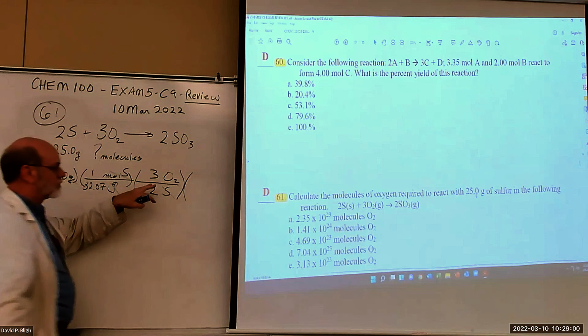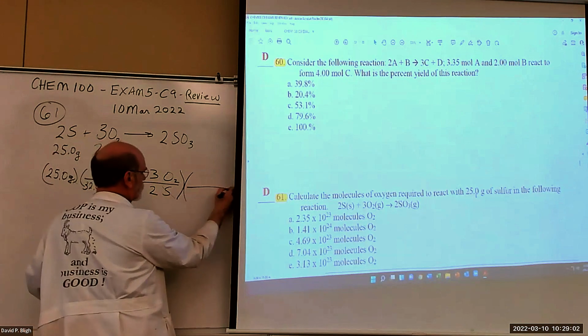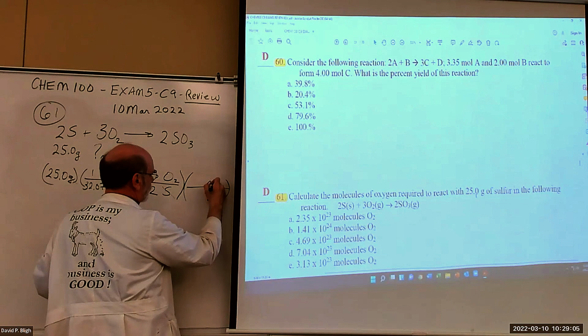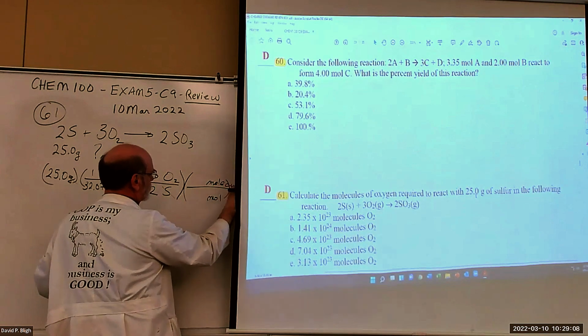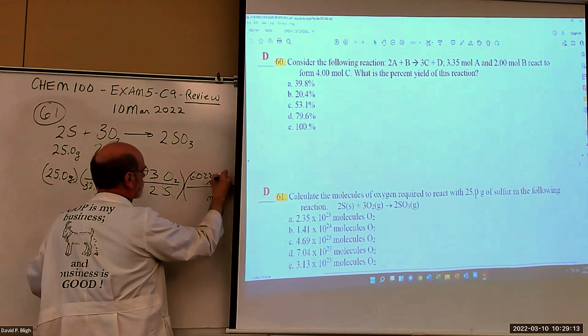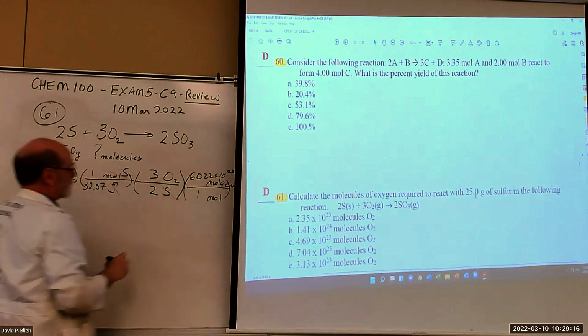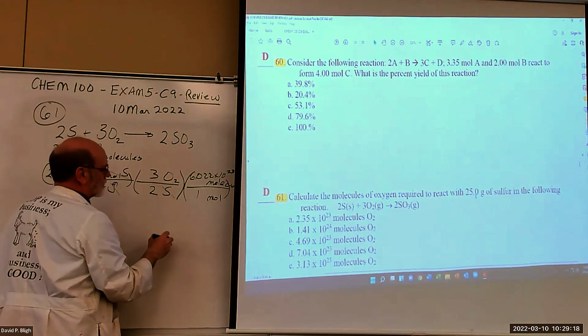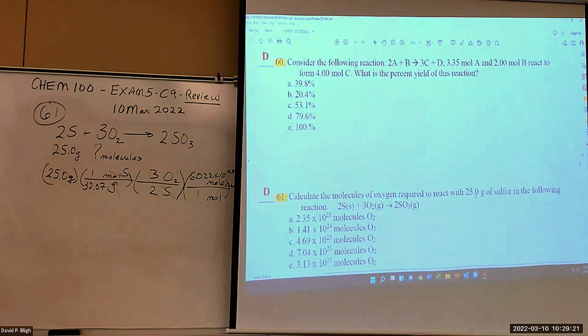Now we can convert moles of oxygen to molecules. 6.022 times 10 to the 23rd. So now we've done all the thinking. We just need to say 25 divided by 32.07 times 3 divided by 2 times 6.022 times 10 to the 23rd. And I get 7.04 times 10 to the 23rd.